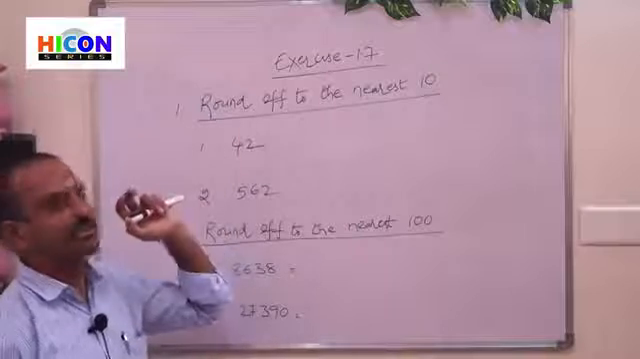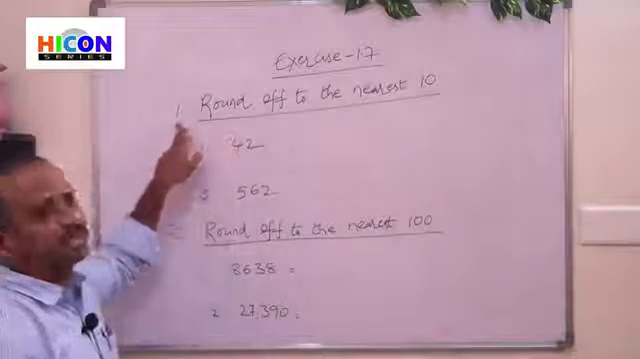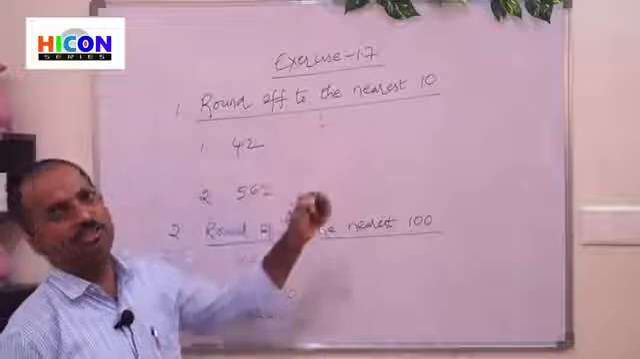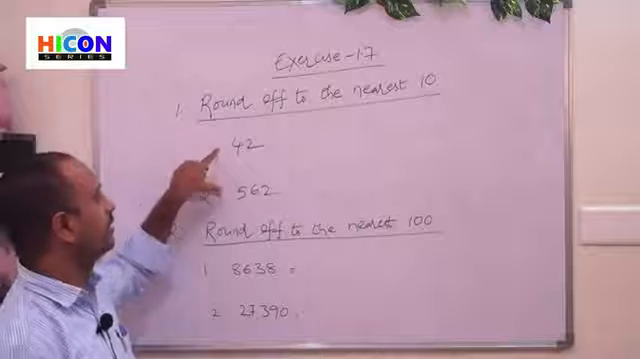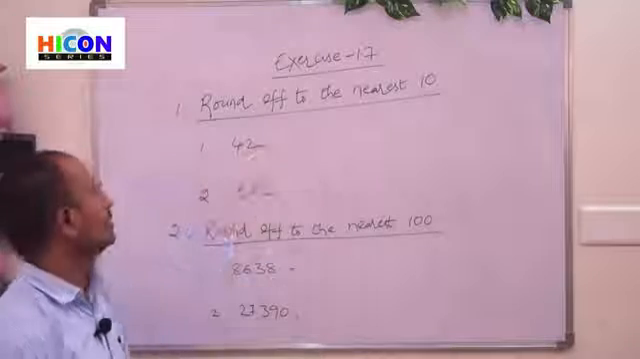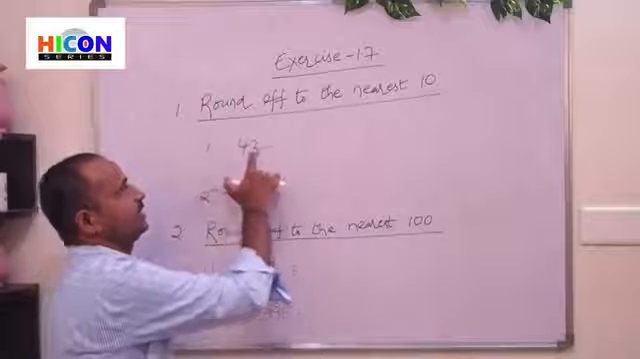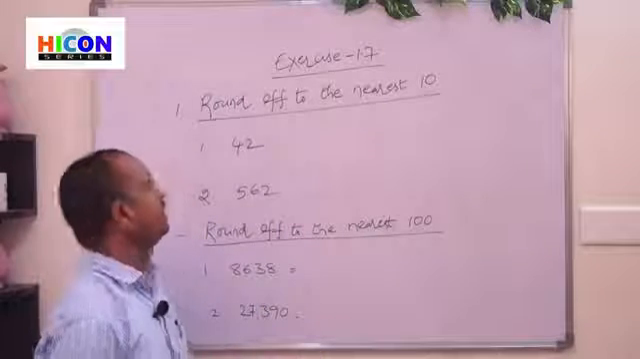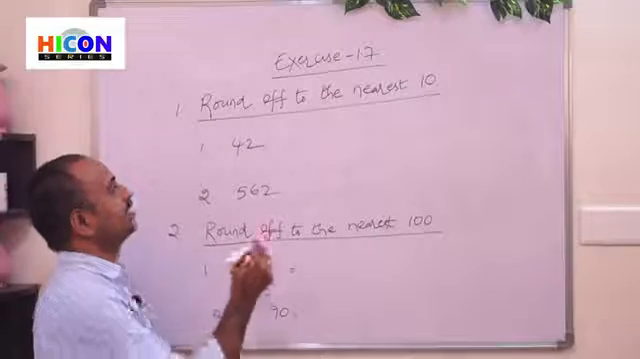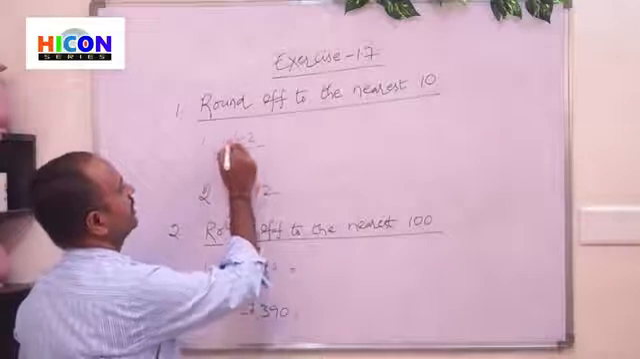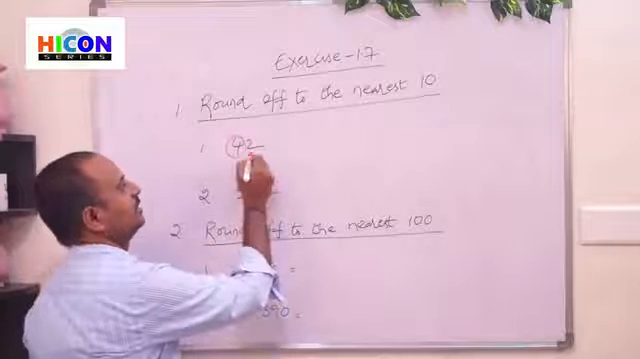Exercise 1.7. Let us practice some problems on rounding off. The first problem is: round off to the nearest 10. There are some numbers given and we have to round these numbers to the nearest tens. Here the first number is 42. If you round this number to the nearest 10, what will we get? Nearest tens means first identify the digit present in the tens place. The digit in the tens place is 4. Check the next digit. The next digit is 2.